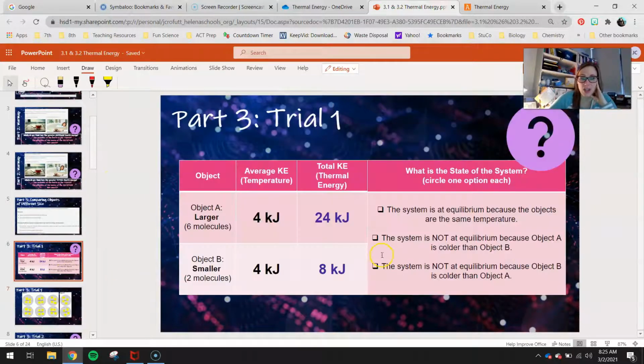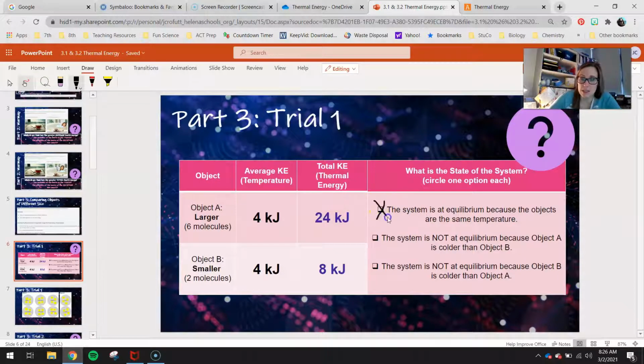We've got this last little column here, and you guys will use your draw tool to select an answer out of that. You guys can circle the whole answer, or you can check the little checkbox, just as long as I can see what you did. So what is the state of the system? If we just moved those in and we haven't quite had energy transfer yet, is the system at equilibrium because the objects are at the same temperature? Is the system not at equilibrium because object A is colder than object B? Or is the system not at equilibrium because object B is colder than object A?